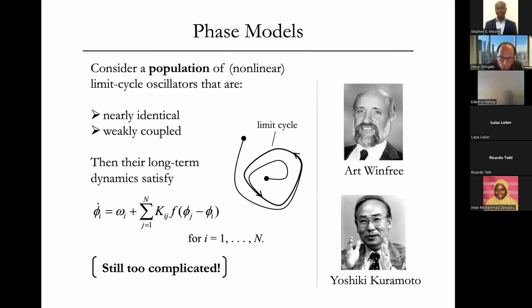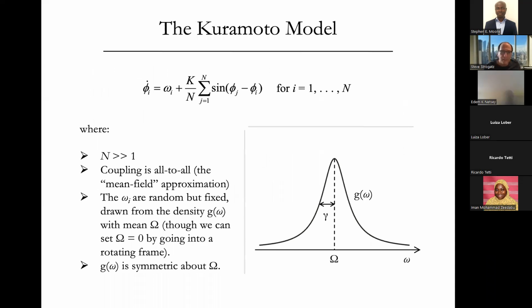So it's really still too complicated, and also this f might be some complicated periodic function. So Kuramoto is the one who found a way to study the simplest problem that is still interesting, and that's what I want to focus on for the rest of our discussion. It's known today as the Kuramoto model.